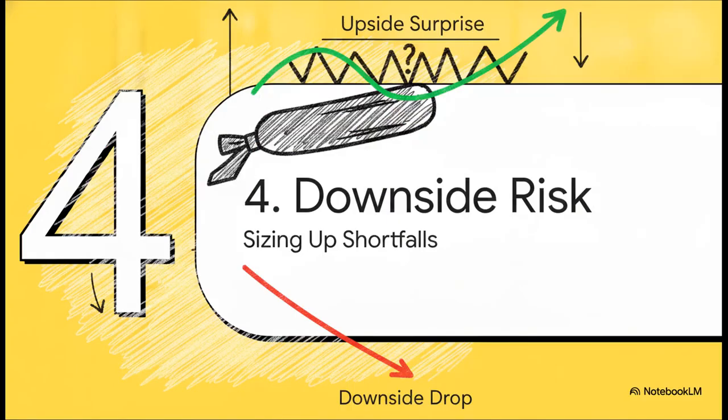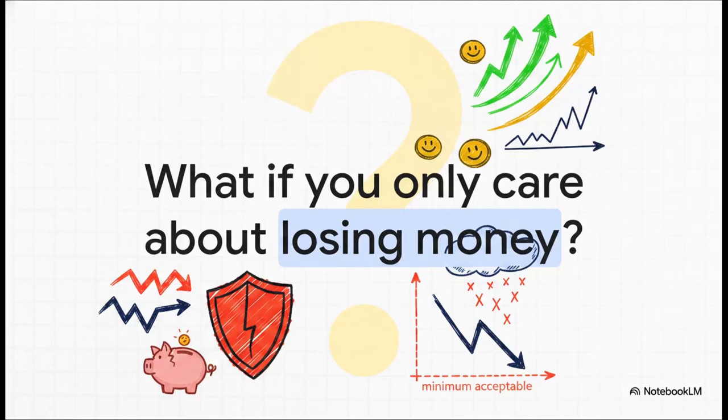Moving right along to part four, sizing up downside risk. Yes, standard deviation is incredibly useful, absolutely crucial in fact, but it has a major blind spot. It treats upside surprises and downside drops as the exact same thing, risk. But let's be honest here. Most investors do not care if a return is volatile on the upside. No one complains about randomly making an extra 10%. They just want to know the danger of falling below a minimum acceptable target. They care about the shortfall risk.